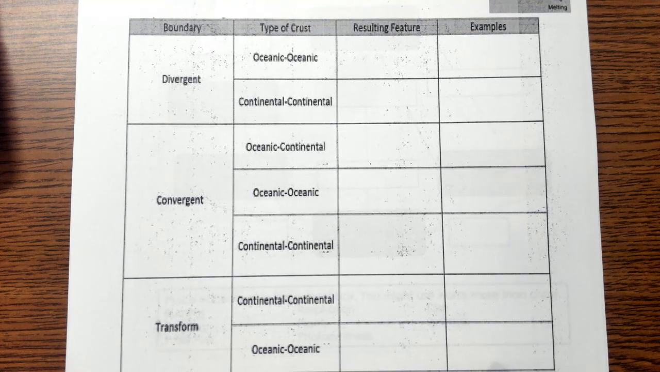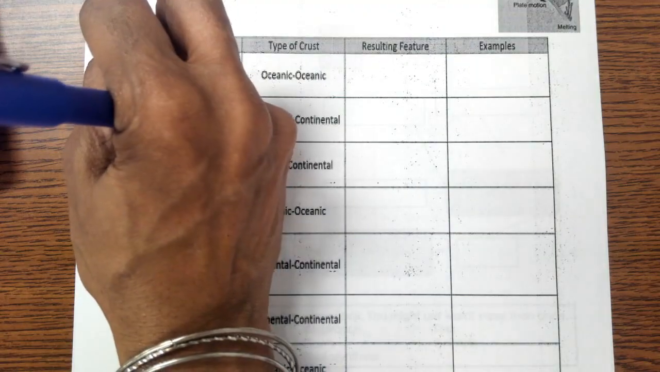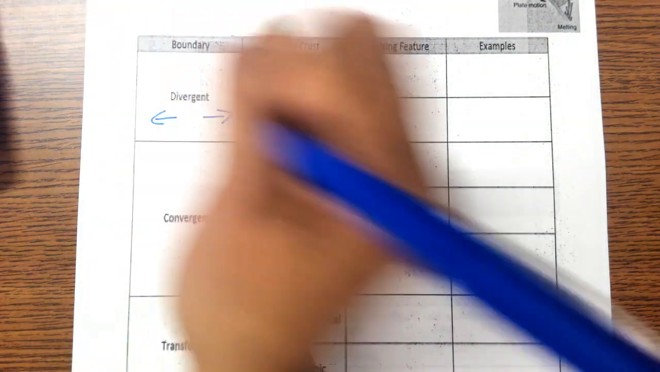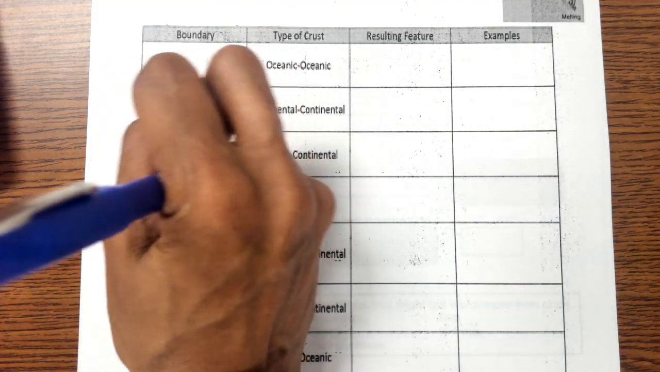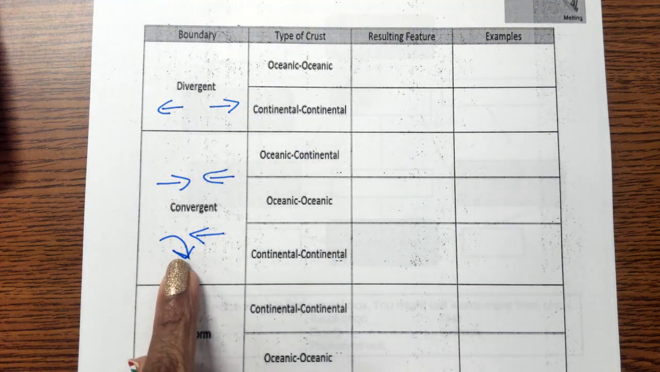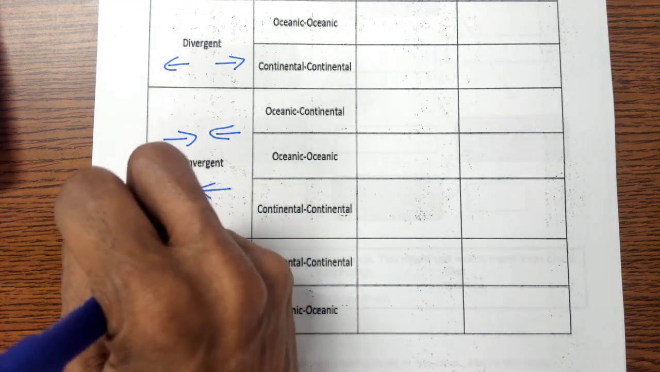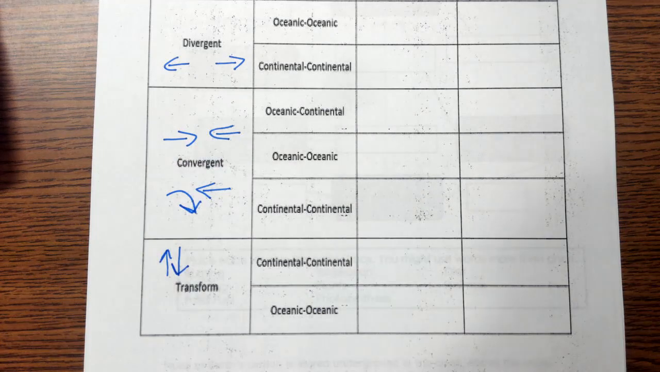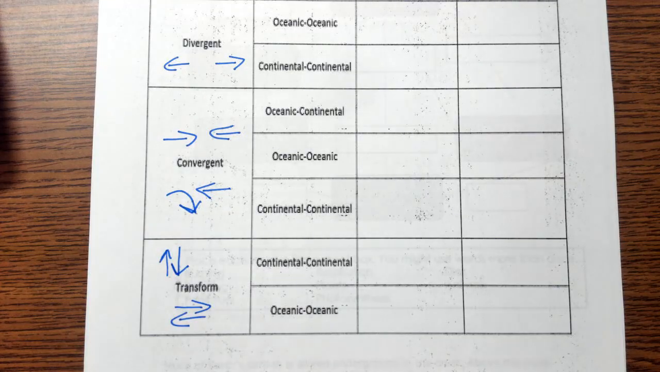Okay. All right, so we learned about 3 different types of plate boundaries: divergent, convergent, and transform. At a divergent boundary, they move apart. At a convergent boundary, they move towards each other. You can also have them moving towards each other with subduction. That's one plate sinking underneath the other. And then you also have a transform boundary where they slide past each other. So they can slide past like this, or you might see arrows like this.